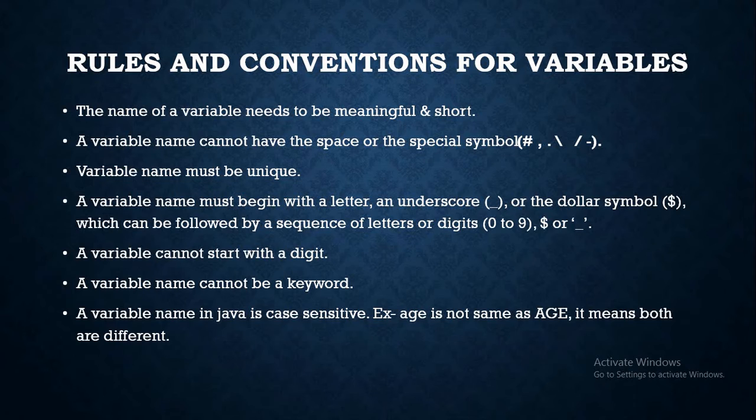A variable name cannot have a space or a special symbol. Do not give a space in the variable name, because if you give a space, it will become two variables. We use a comma to make two variables. So we have to take care that we will not give a space in our variable, and don't use a special character. What special characters? At the rate, dollar, percent. These are all special characters. So don't use them in a variable name. It is not valid.